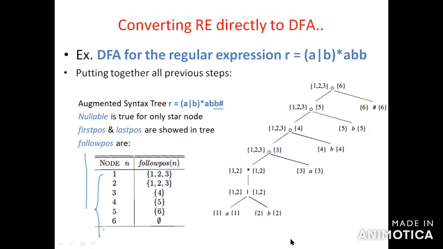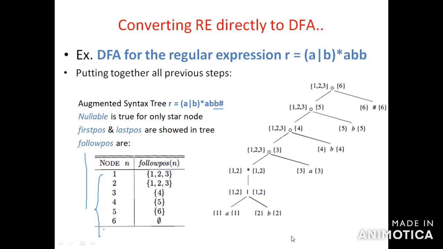Based on the given solution, the nodes are 1 to 6. The follow position of 1 is 1, 2, 3. The follow position of 2 is 1, 2, 3. 3 is 4. 4 is 5. 5 is 6. 6 is empty.